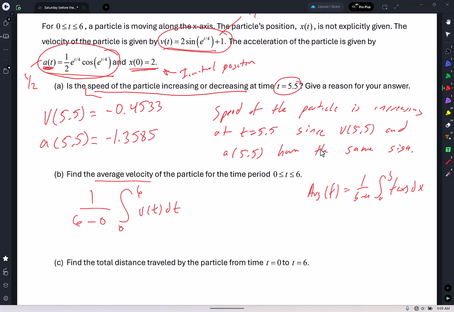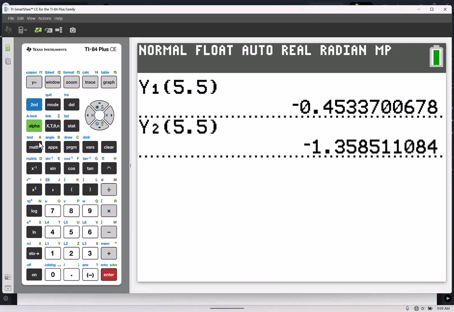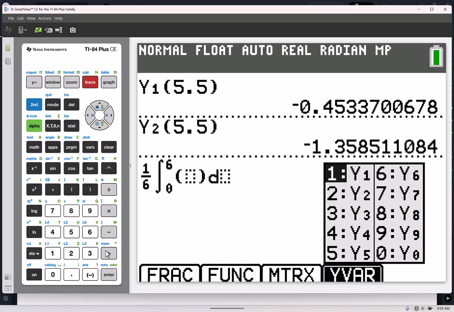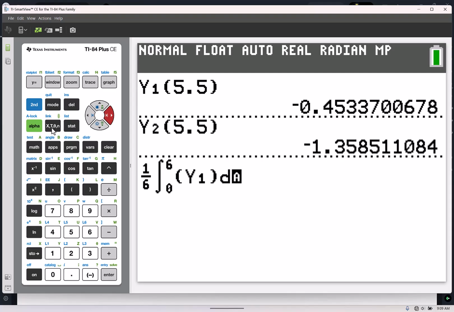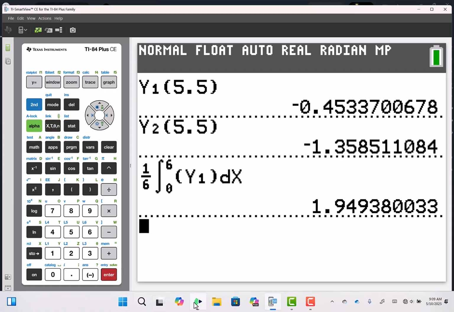How do we feel? This is called the setup. They already give you the equation of v of t. I would not write in the expression, but you can if you want. I'm just going to take my calculator. I have that in y1. So I'm going to go alpha trace y equals, 1 over 6 minus 0, or just 1 over 6, and then math 9 from 0 to 6 of alpha trace y1. That's where I have my velocity. I push X, and I push Enter, and there it is, 1.94938.